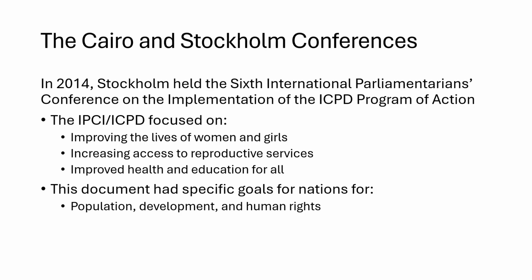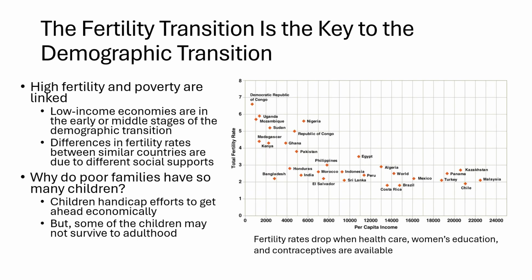In 1914, in Stockholm, another conference took place, and that conference really stated the foundation for improving the lives of women and girls, improving access to reproductive services, and improving health and education for all. A document was published, and it really stated the rights for population, the right to develop, and the human rights for everyone. So controlling fertility is really the key to demographic transition.